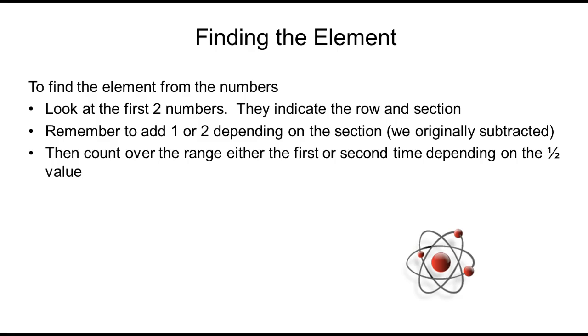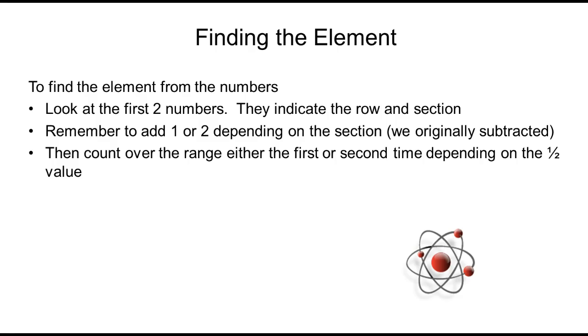All right. So if I give you the numbers and I ask you to go backwards and find the symbol, what are you going to do? Well, what I recommend is to look at the first two numbers. They're going to tell you both the row and the section. Now, because we're going backwards, remember normally we would subtract 1 or 2 depending on the section, but because we're going backwards, we do the inverse, and so we're going to add. Then you can count over the range number either the first or the second time depending on the 1/2 value. Okay, what does that look like?